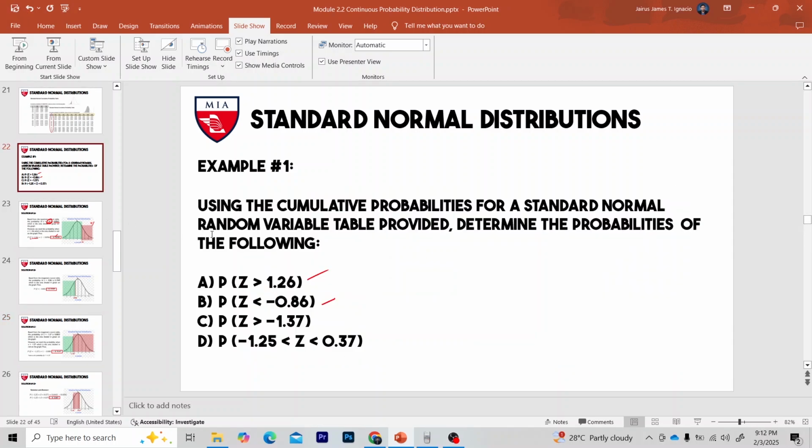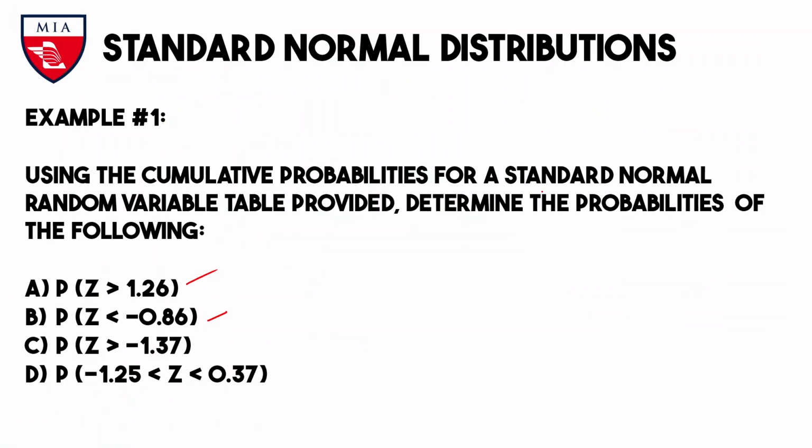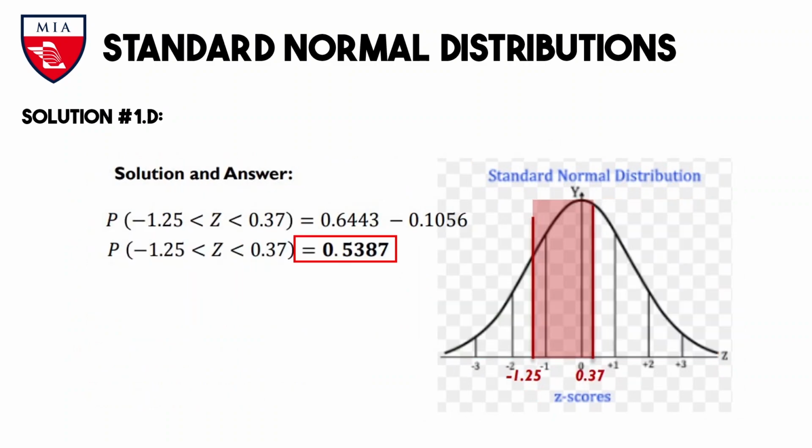So last is we have here. Okay? So it's full screen. So we solved the 3 already. So last is we have the probability of z greater than negative 1.25 but less than 0.37. So let's solve this problem. Okay, so we have 1D. So what is the probability of z greater than negative 1.25, but less than 0.37? So how can we solve this problem?